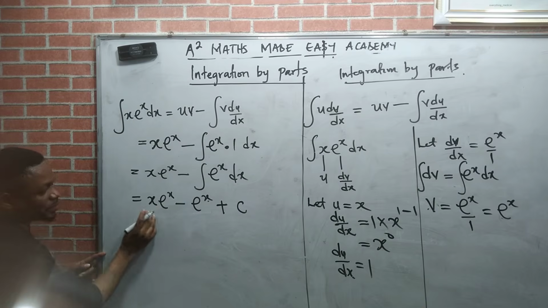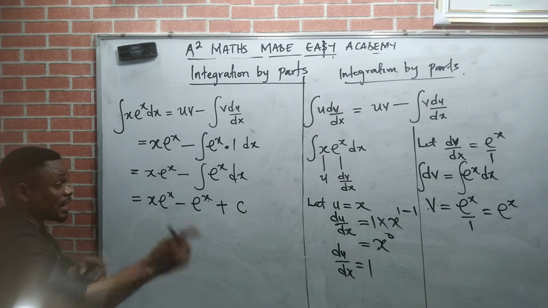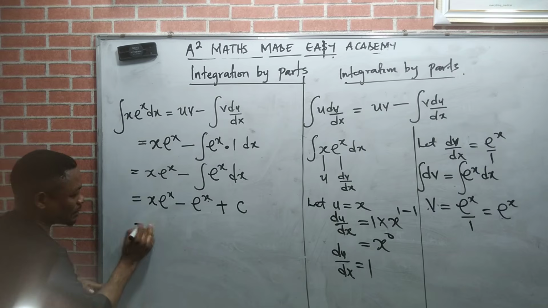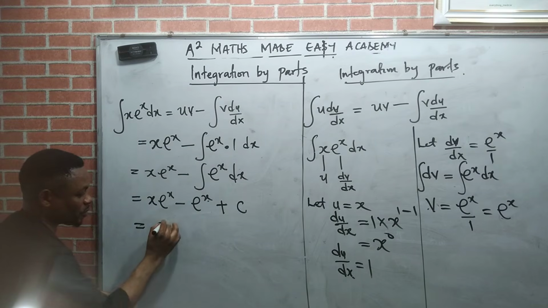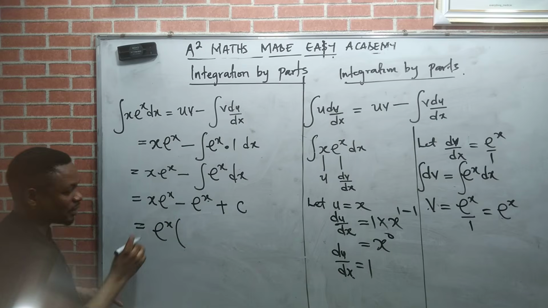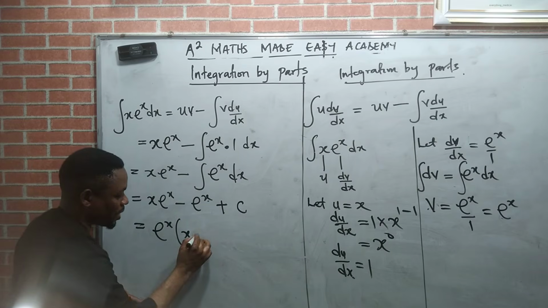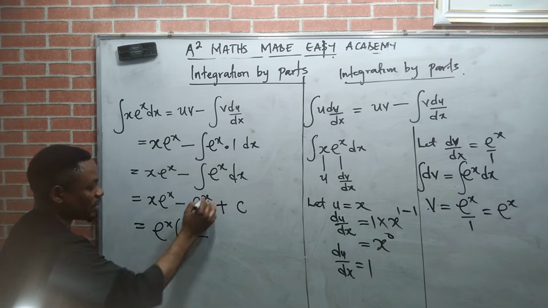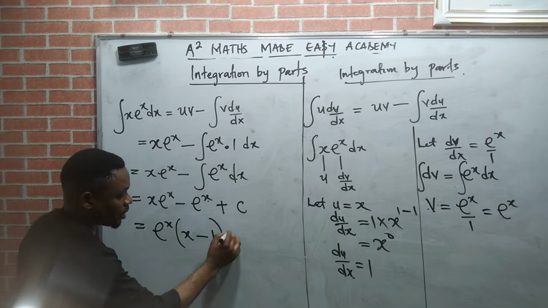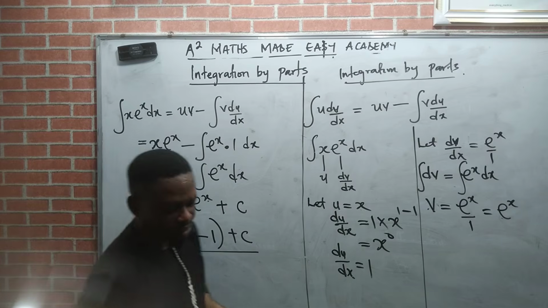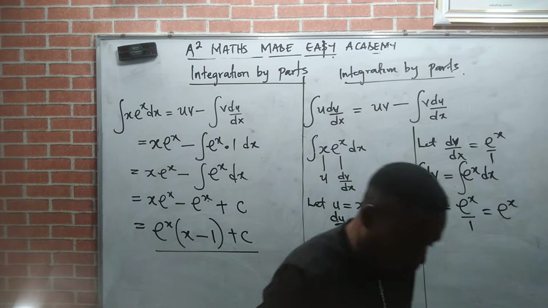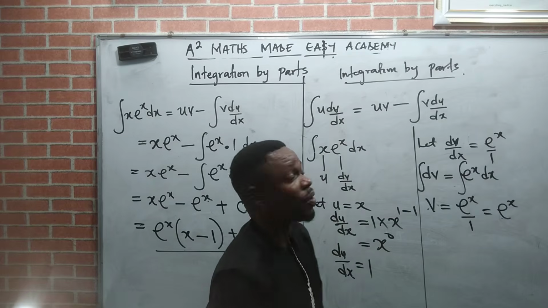So at the end, can you see that the answer it produces is the same answer that we solved using the DI method, but I can still factorize. What is common? Exponential x. I'll factor exponential x, open the bracket. What is left now? x, are you there? Minus exponential x divided by exponential x will give you 1. Then finally plus C. And that is the final answer.